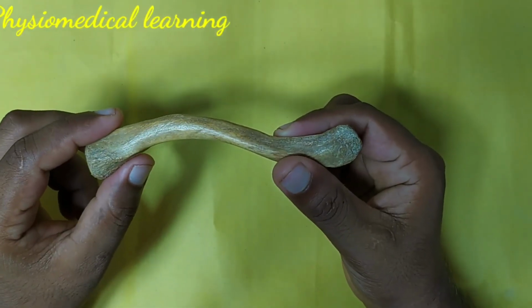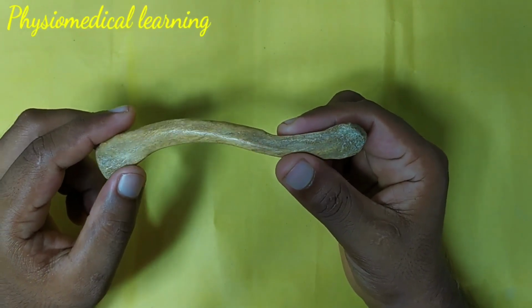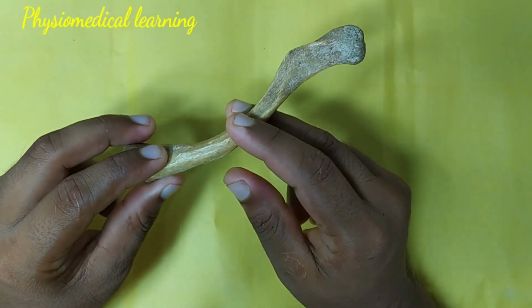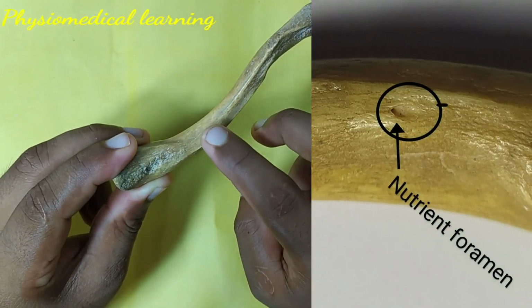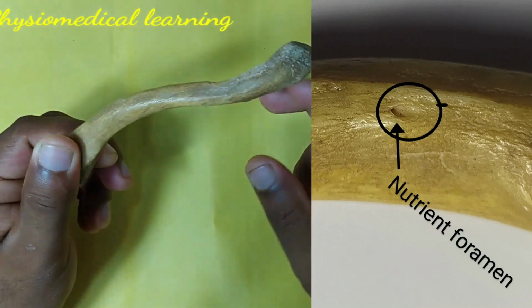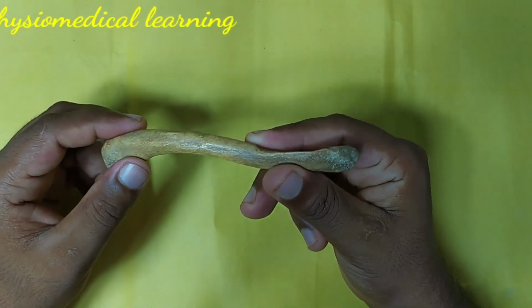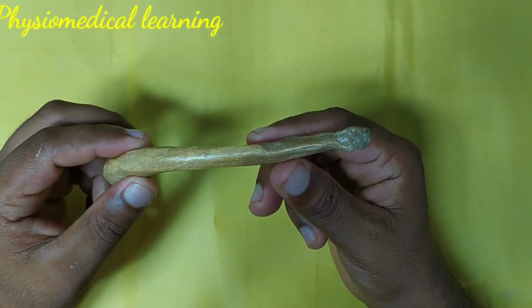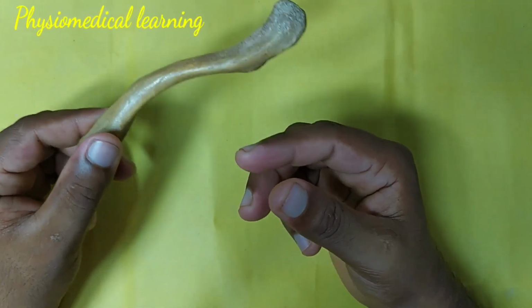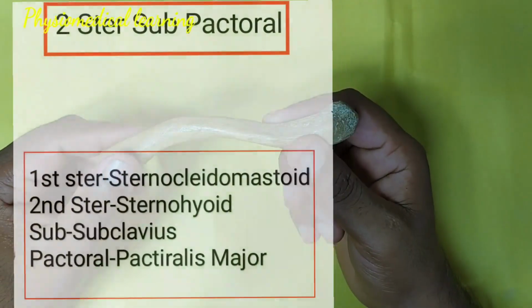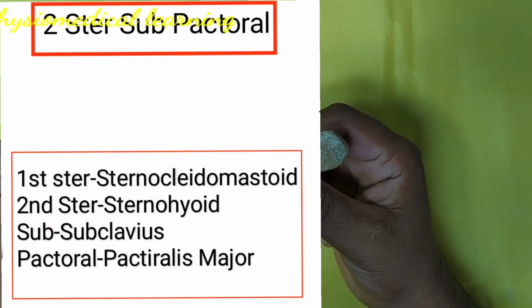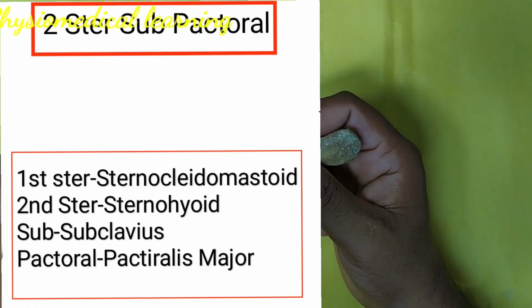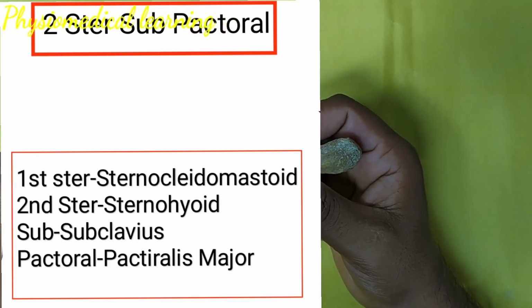I forgot to say something. In the subclavian groove there is a small nutrient foramen. You can use this to remember these four muscles easily: "two stir sub pectoral." The first stir means the sternocleidomastoid, the second stir means the sternohyoid, sub means the subclavius, and pectoral means the pectoralis major.